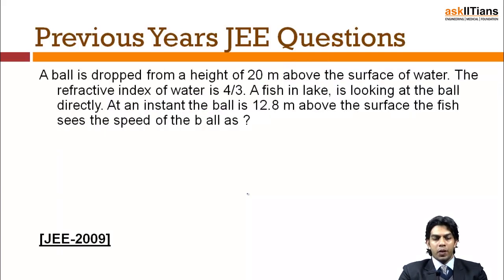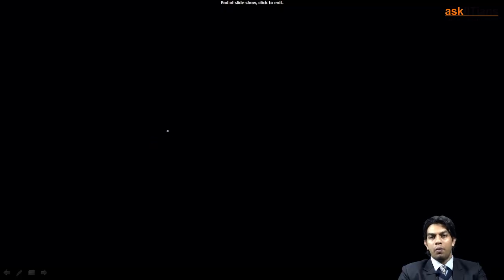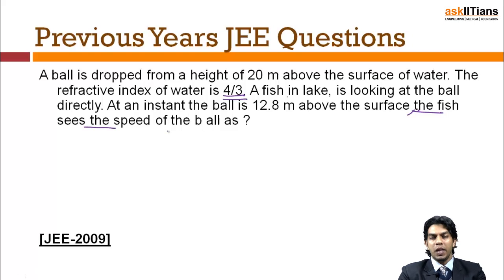Now moving on. A ball is dropped from a height of 20 meters above the surface of the water. The refractive index of the water is given to be 4 by 3. A fish in the lake is looking at the ball directly. At an instant, the ball is 12.8 meters above the surface of the water. The fish sees the speed of the ball as what? Right now the ball is falling at a particular height, and I want to find the speed of the ball with respect to the fish. What will be the speed with respect to the fish?